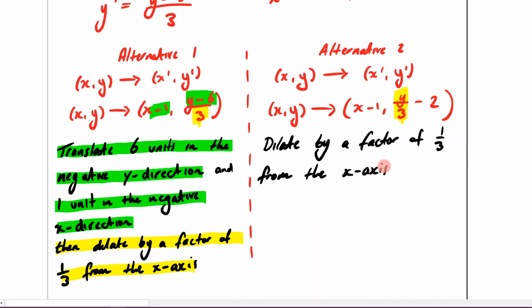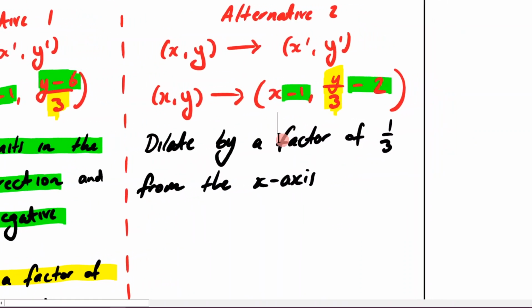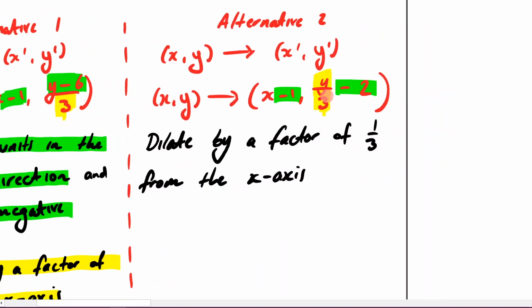Now, when you dilate by a factor of 1/3 from the x-axis, it changes what your translations are going to be. The next thing that happens is I then have a translation of 2 units in the negative y direction, and then 1 unit in the negative x direction. That's the least important thing. But do you see how it changed things? If you look here, the first thing that's happening to the y is dividing it by 3. Then I'm translating by 2 units in the negative y direction.